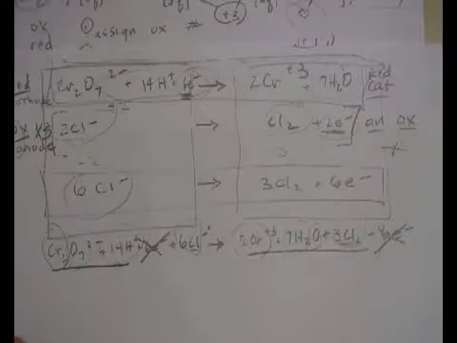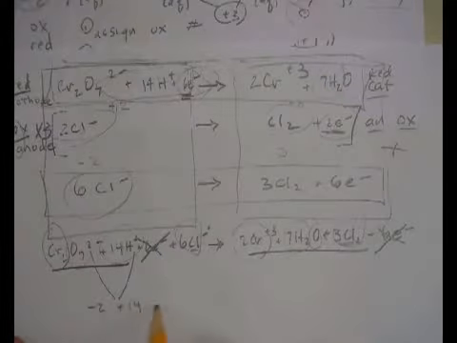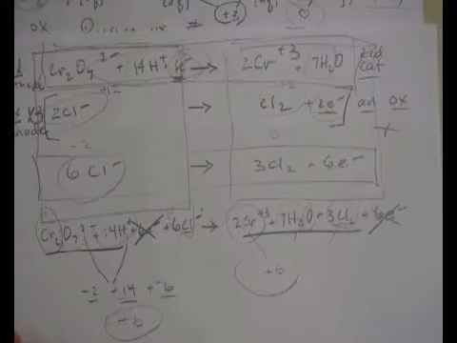Since that balances, I can also check it for charge. I've got a minus 2 here and a plus 14 here, and a minus 6 as well here, because 6 minus. And this is a positive 6 over here. This is a 0 and a 0. So let's see, 8 negatives and a 14. That's going to give me a positive 6 on this side. They match, so I have a balanced redox reaction.